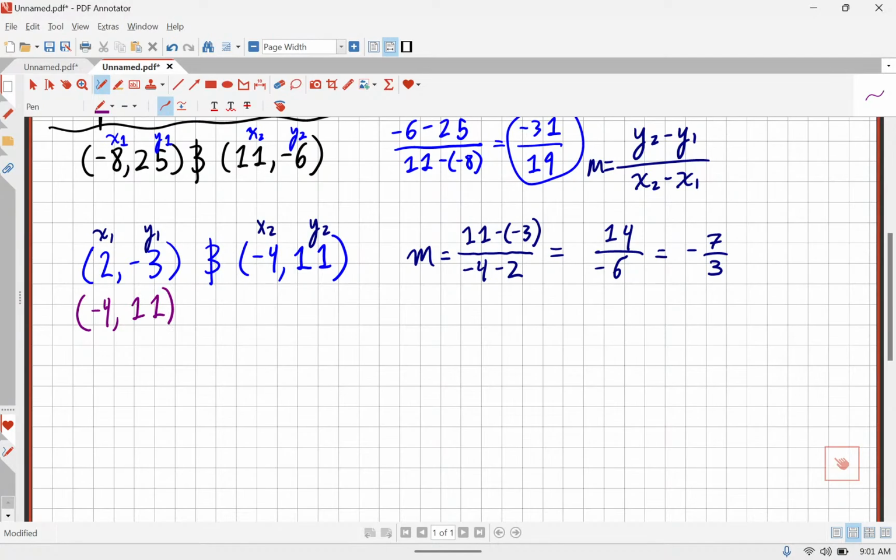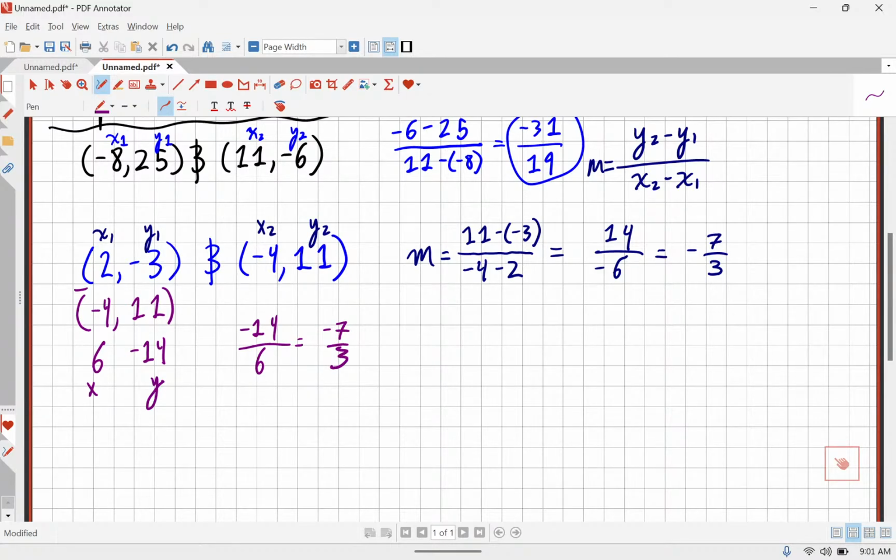And then I subtract. 2 minus -4 is +6. -3 minus 11 is -14. I remember that that's my x and that's my y, and I'm supposed to go change in y over change in x, which would give me the same result.